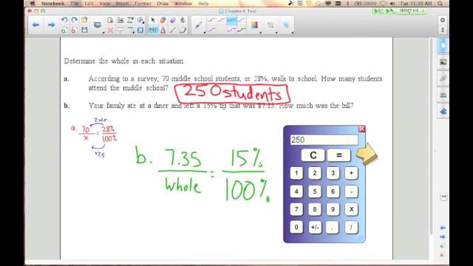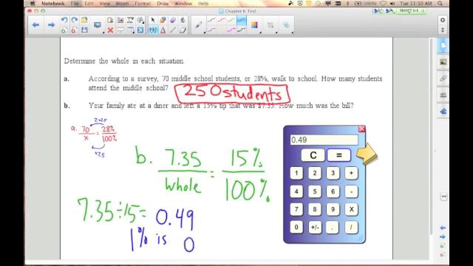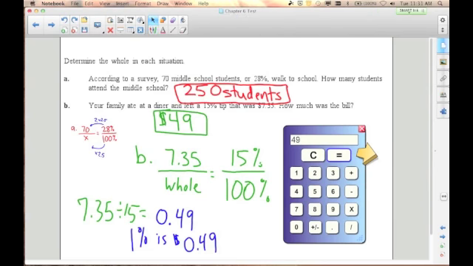Well, if 15% is $7.35, I can take $7.35 and divide it by 15. When I do that, I've found that it's going to be 49 cents. Well, that means that 1% is equal to 49 cents. To figure out what 100% is, I just have to multiply the 49 cents times 100, which is going to give me $49.